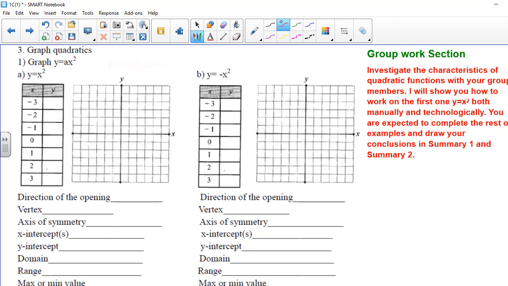In the table of values, we pick up some x values first. Here, we have all the x values, like -3, -2, -1, 0, 1, 2, 3. We can calculate the corresponding y values for each individual x value. When x is -3, y is 9. x is -2, y is 4. x is -1, y is 1. x is 0, y is 0. x is 1, y is 1. x is 2, y is 4. x is 3, y is 9.